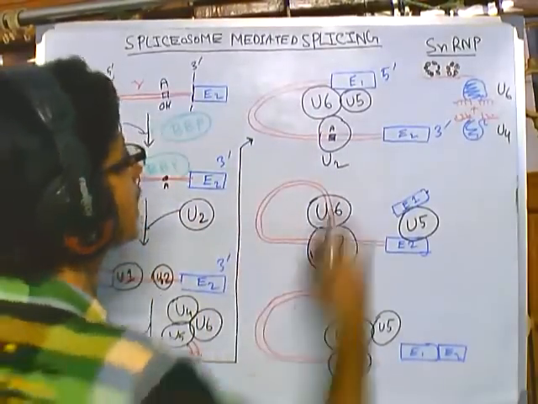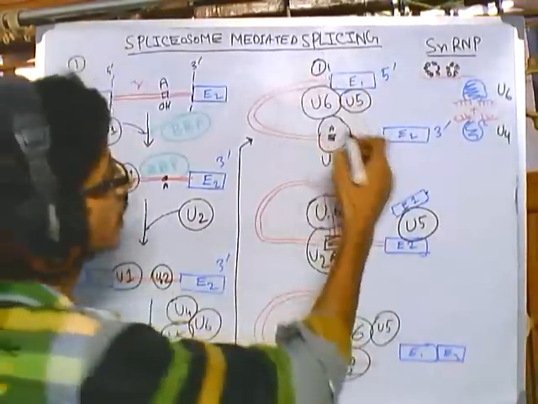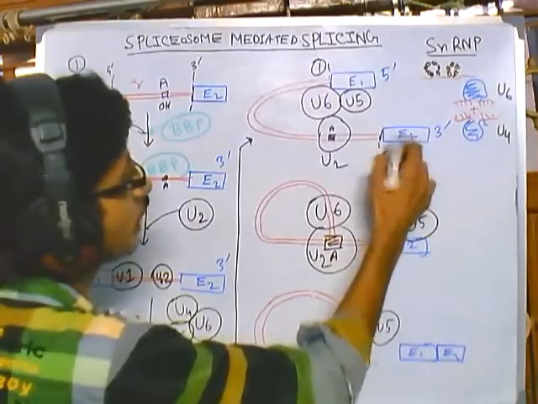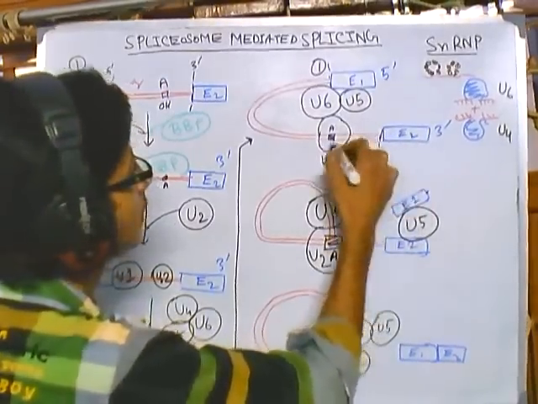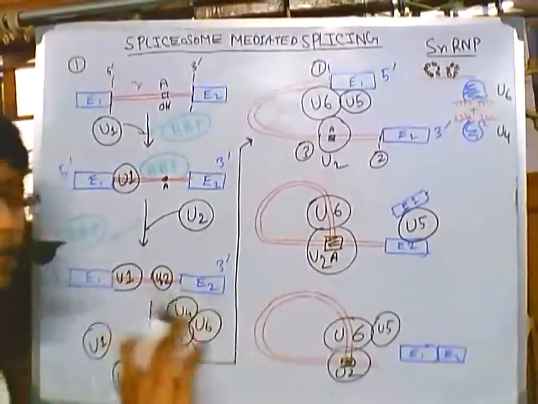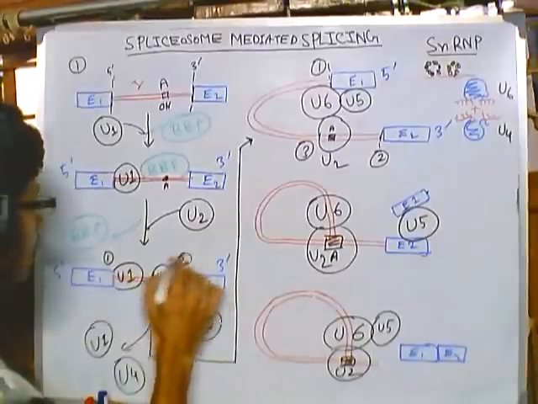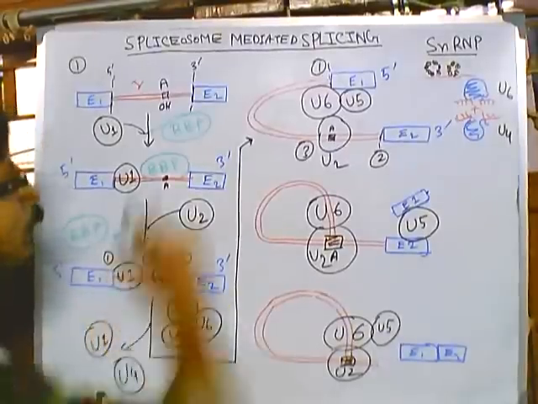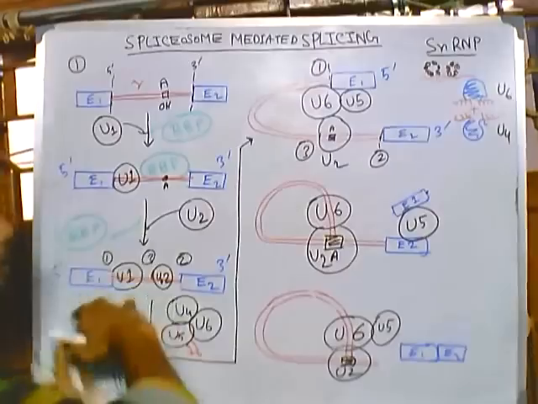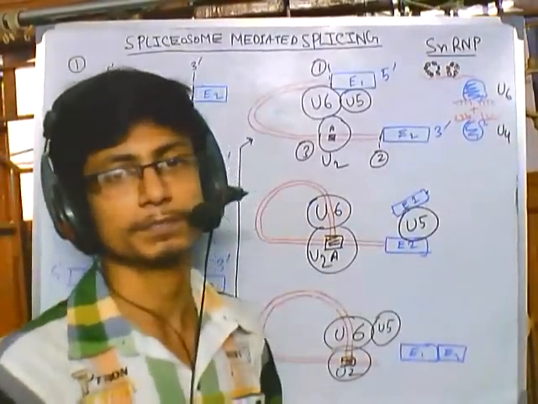Remember, what are the segments? This is the 5' splicing signal, this is the second, the 3' splicing signal, and this is the branch point. So you can see in this case they are far apart. This is the first signal, this is the second signal, this is the third signal. But whenever we are folding it, they actually come really close to each other.